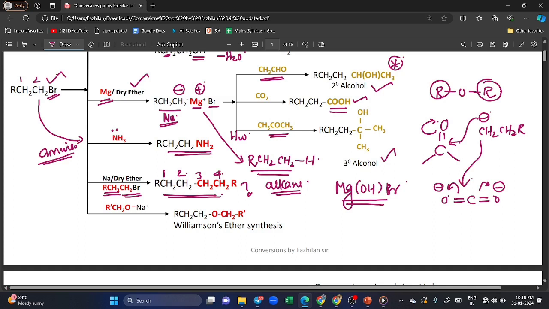The last one: we can also convert a given haloalkane to an ether. You can see the ethereal oxygen present here. This can be accomplished very easily by Williamson ether synthesis. In Williamson ether synthesis, we take sodium alkoxide, which will be a nucleophile. It goes and substitutes the bromine, and you will be getting an ether as the major product.